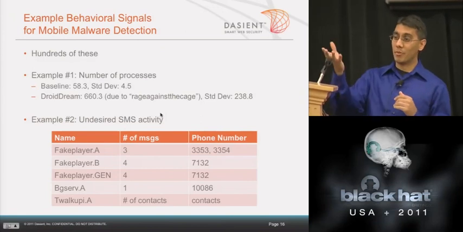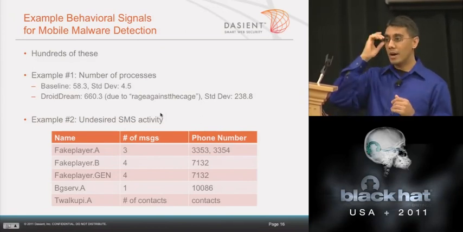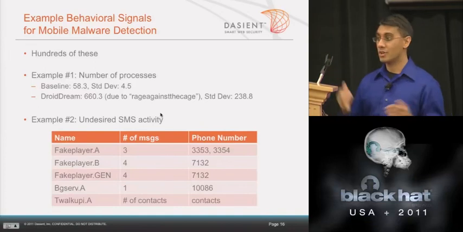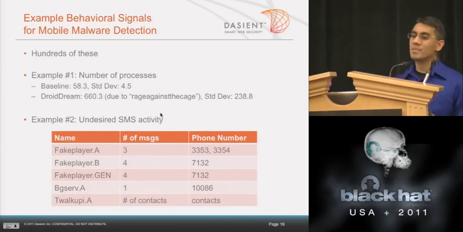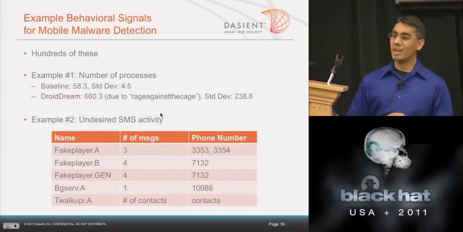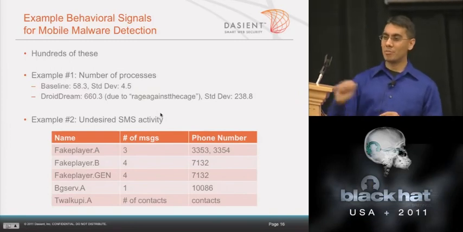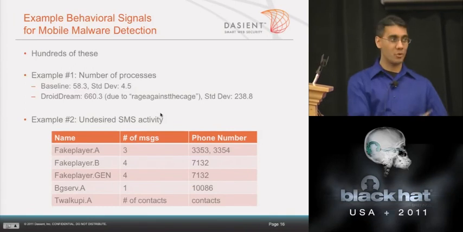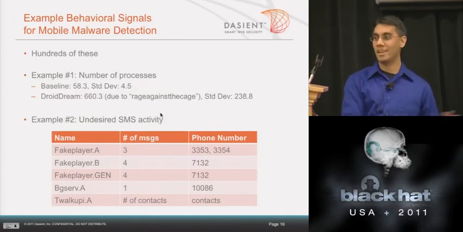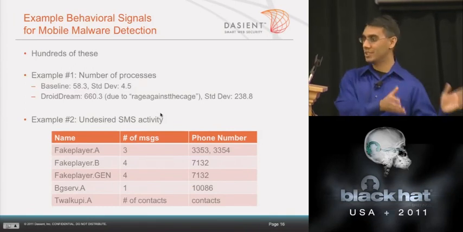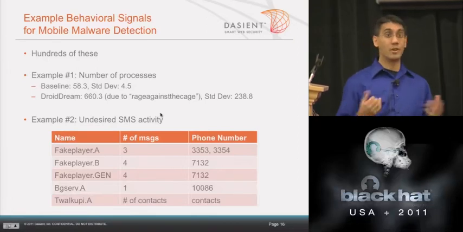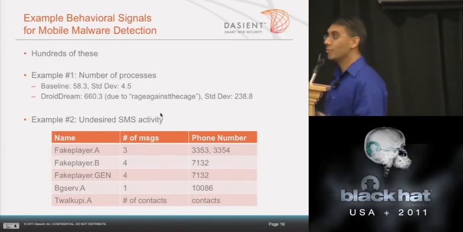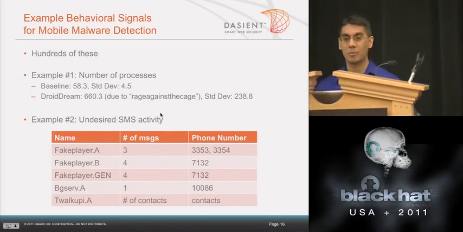As a result of that, we saw on average 660 processes started with a standard deviation of 238. The interesting thing about this is that even if you look at the average number of processes for Droid Dream and take 2 or 3 standard deviations below that, it still doesn't touch the baseline very closely. So that makes it a very good signal for behaviorally detecting malware.